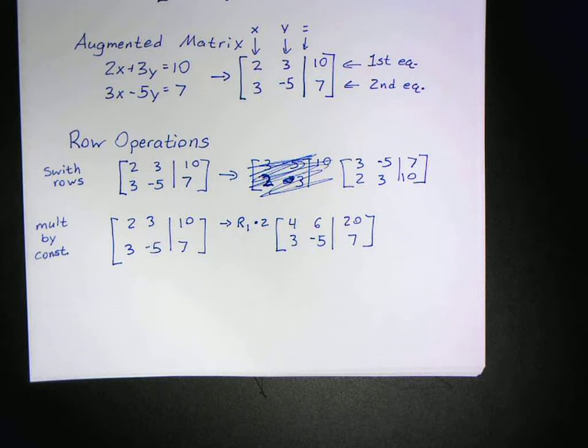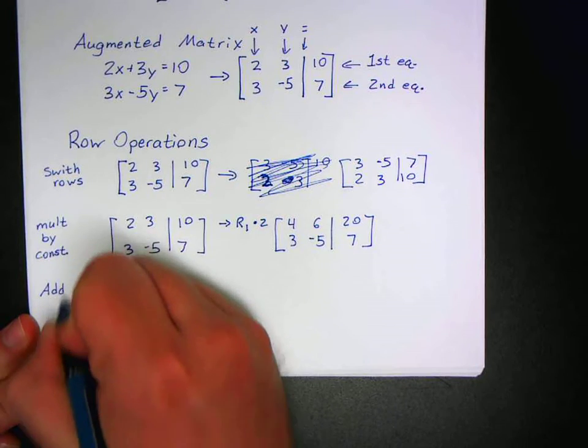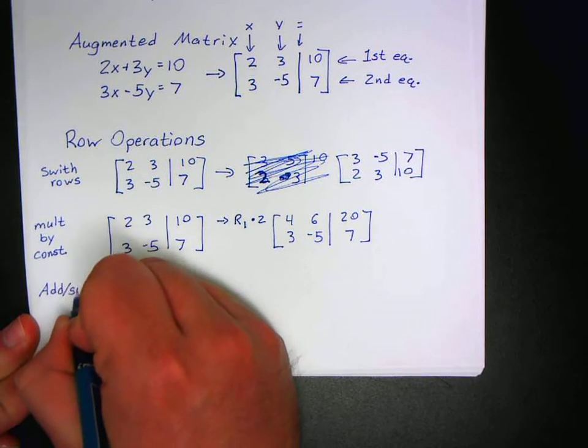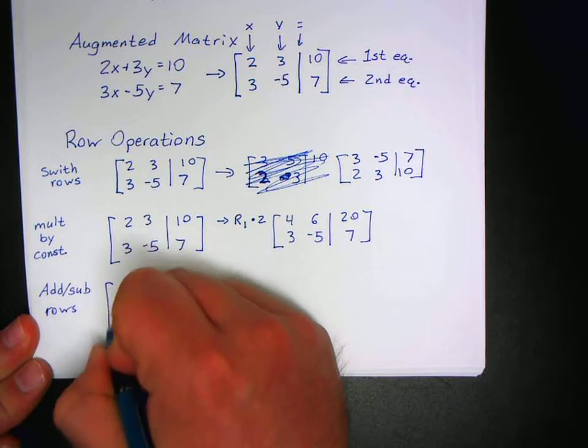But yeah, if you're doing that, you need to show R1 times 2. You want to show your work so that you don't get lost. That way, if you make a mistake, you can go back and see what you've done. You can add or subtract rows.